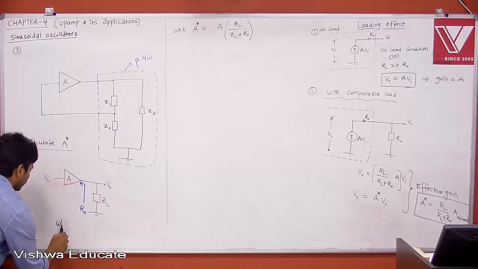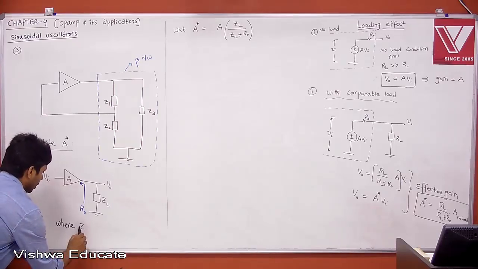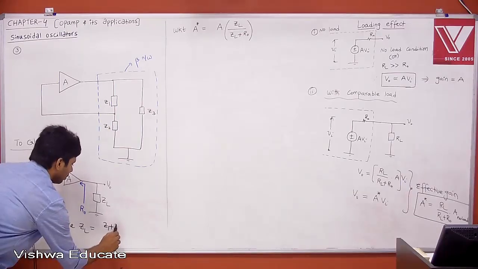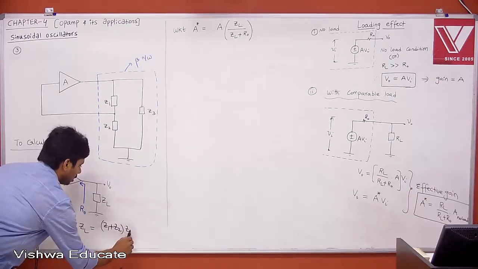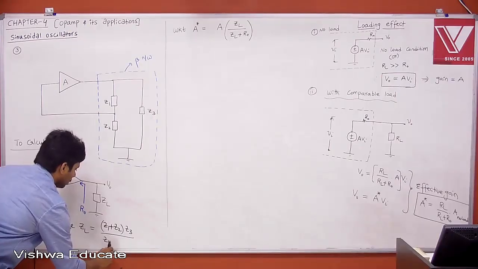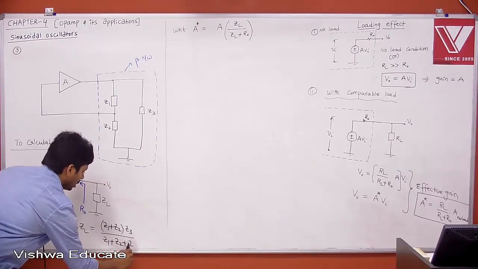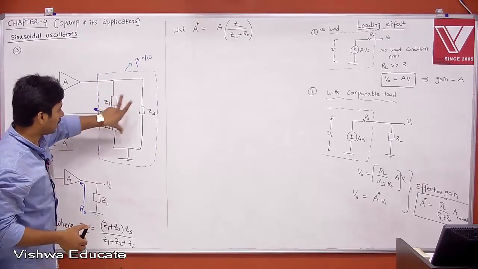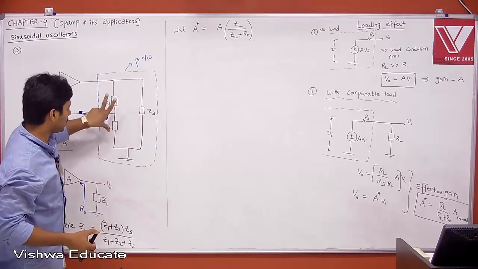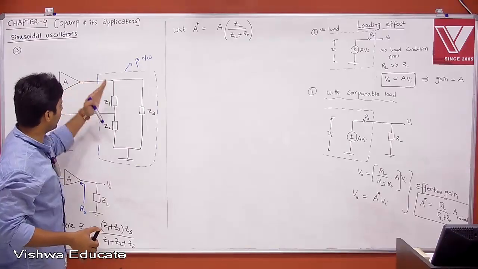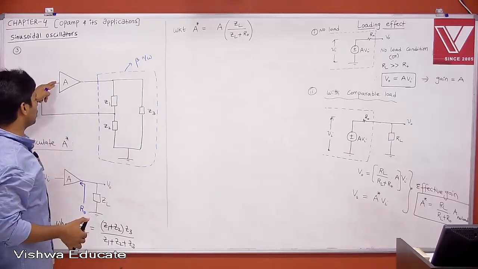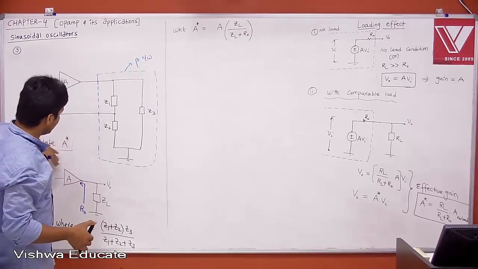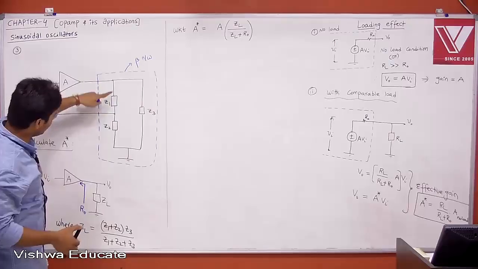Therefore, what is ZL? ZL is equal to Z1 and Z2 in series, Z1 plus Z2, into Z3 divided by Z1 plus Z2 plus Z3, right? This is nothing but a parallel combination. This in parallel to this is nothing but Z1 in series with Z2 with respect to your amplifier, because the current entering into your op-amp is 0. If the current entering into your op-amp is 0, remember, then you can ignore this branch, and simply Z1, Z2 will be in series.